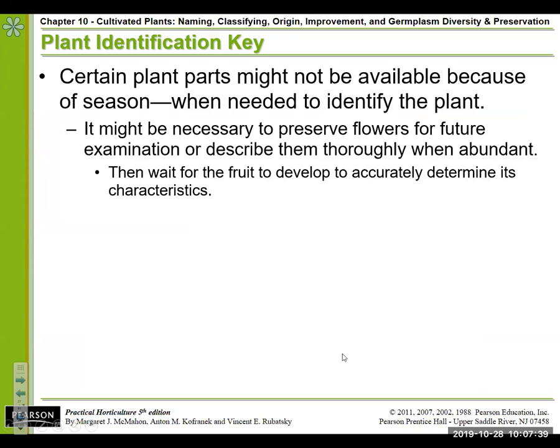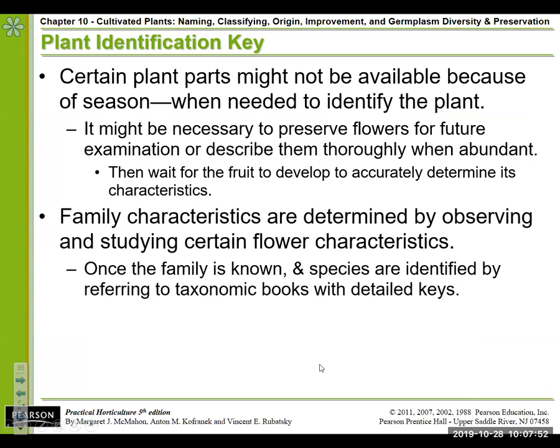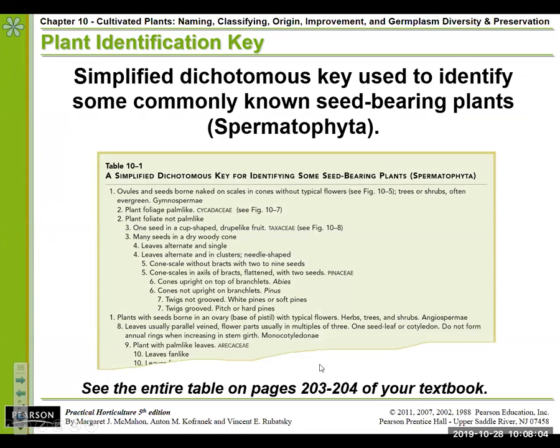So as I mentioned, certain plant parts might not be available during particular seasons. So it might be necessary to come back to that plant later on, or in some cases, maybe even wait till a fruit or seed develops. Generally, though, those families are grouped together based on, first, those flower and seed shapes.